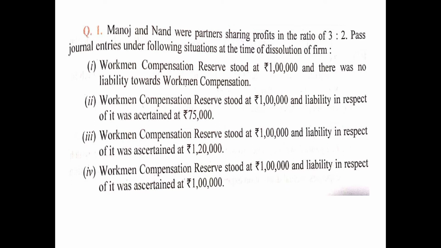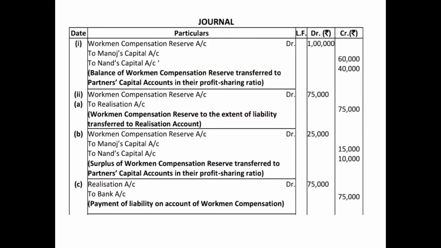So let us have a look at the journal entries. So as you can see, the first case, when there was no claim on workmen compensation reserve, the entire reserve of rupees 1 lakh is distributed among Manoj and Nand in their profit sharing ratio. That means the entry would be workmen compensation reserve account debited rupees 1 lakh to Manoj's capital 60,000 and to Nand's capital 40,000. That is in the ratio of 3:2.